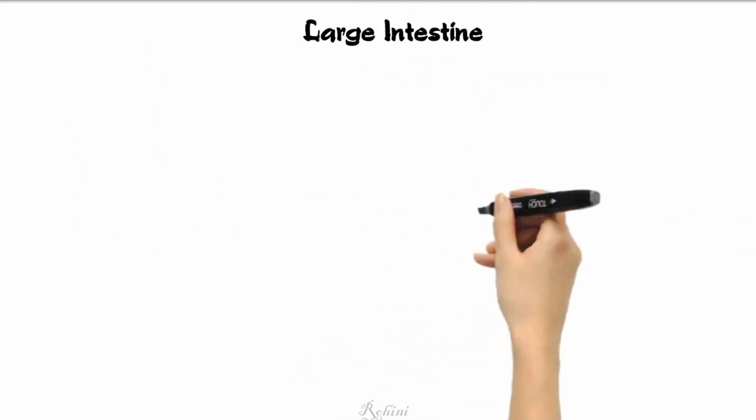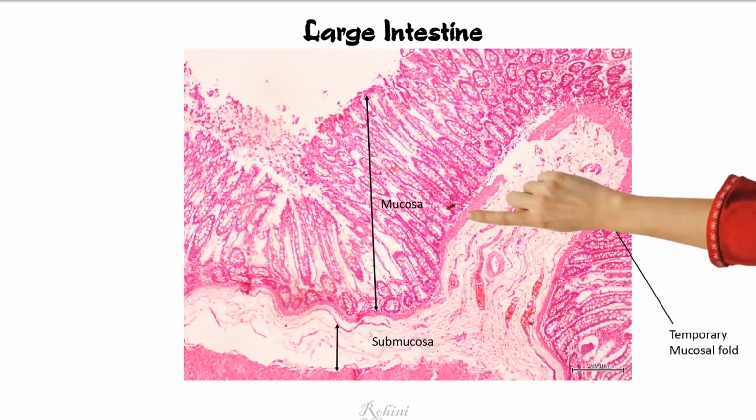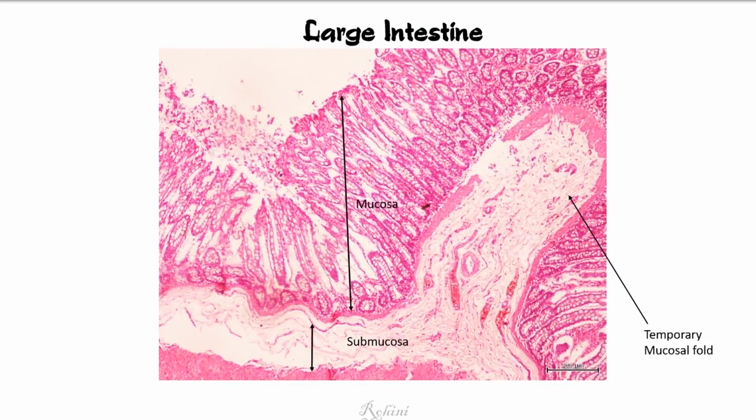In the slide of large intestine we see numerous goblet cells, and an absence of villi. There are intestinal glands present in the mucosa as seen in the small intestine slides too.